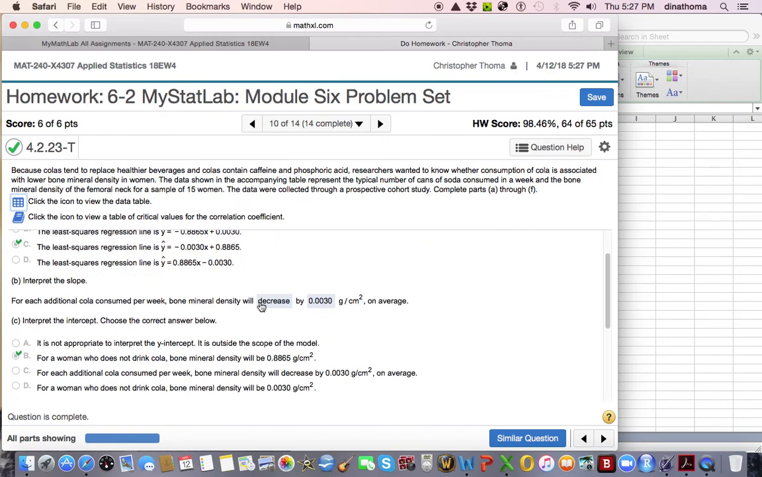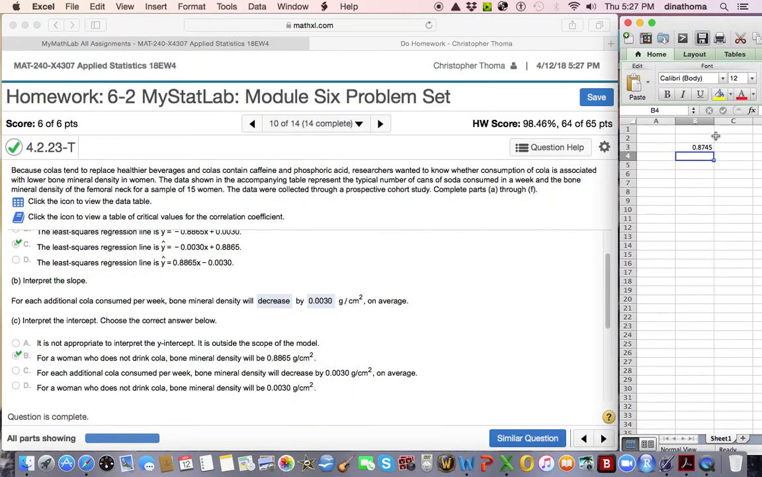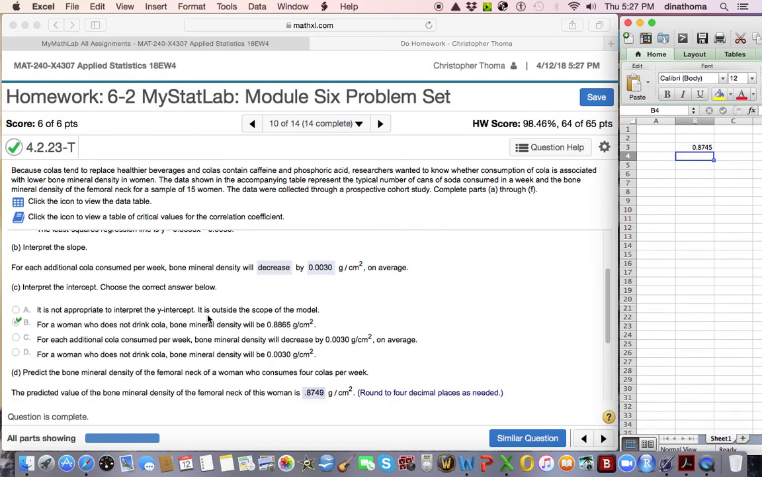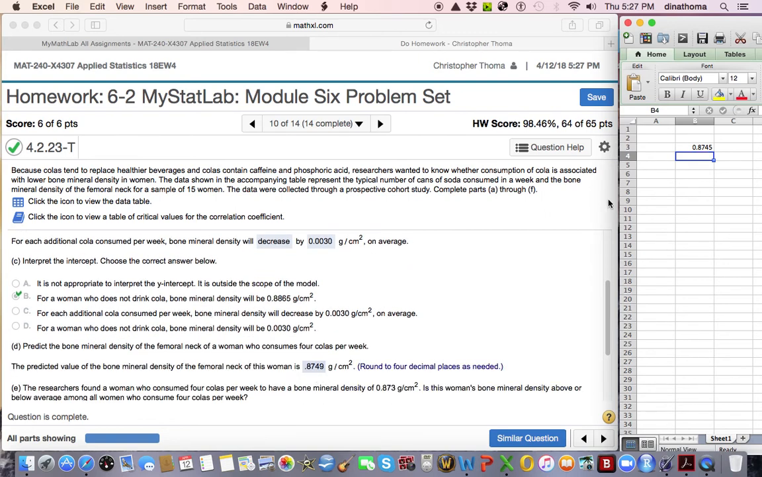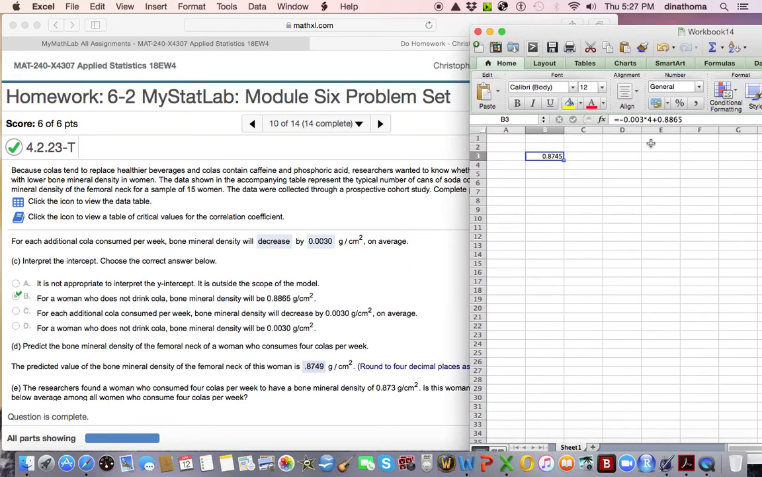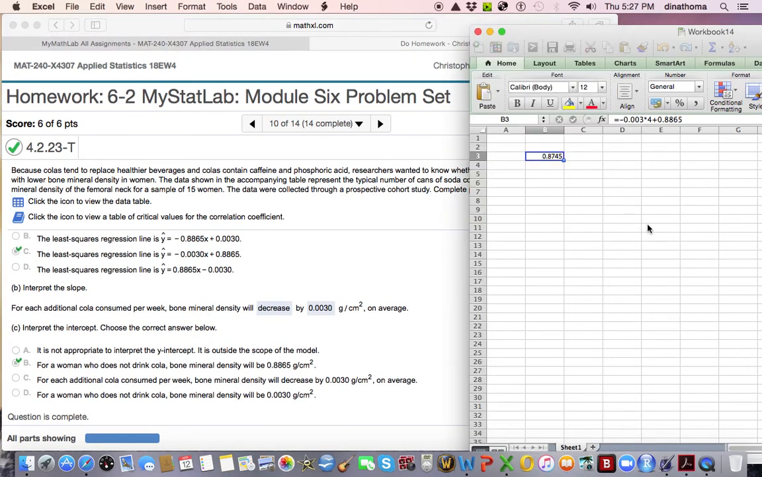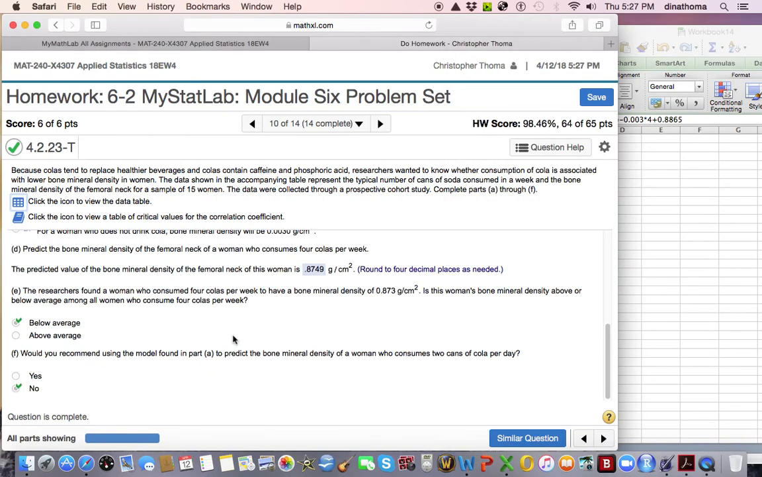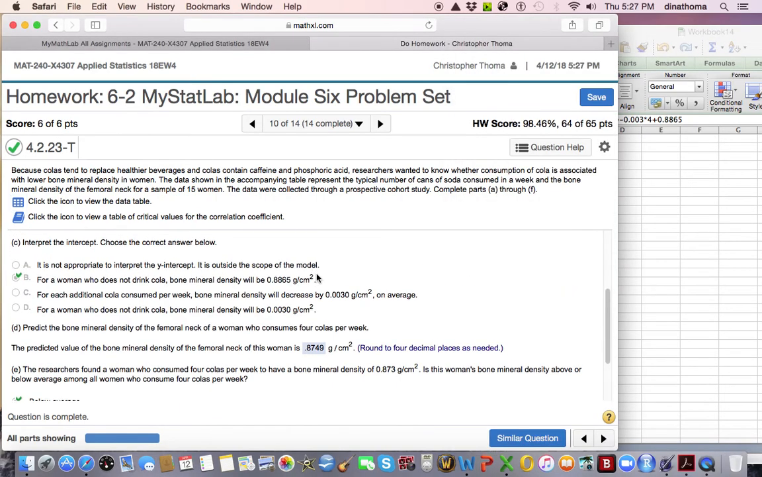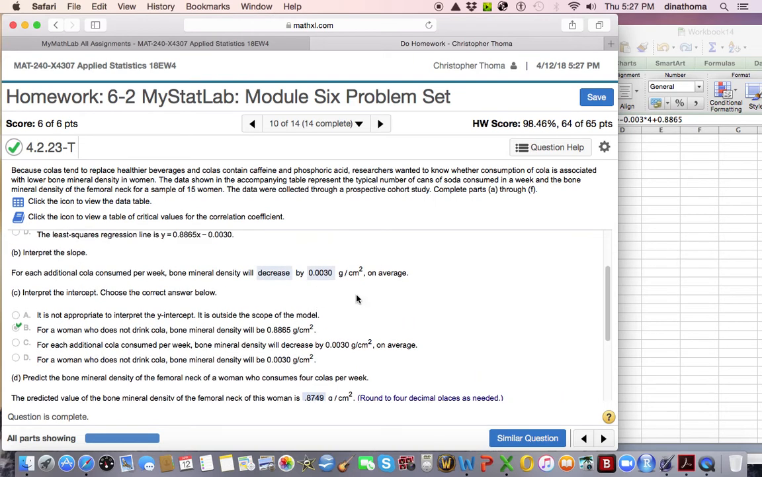Our model is good, so I can just use my model like we did in Excel, 0.8745, come down. All right, why does that say 0.8749? I must have typed the number in wrong. 0.003 times 4 plus 0.8865. I typed this in wrong.